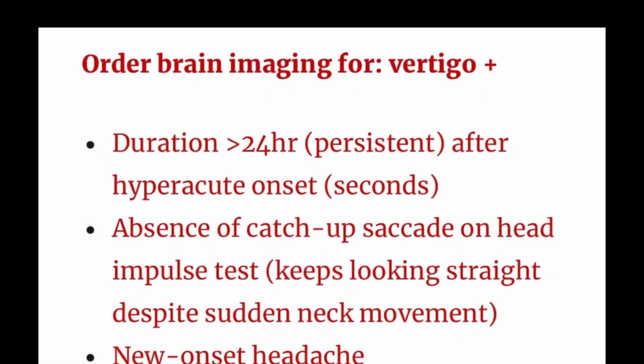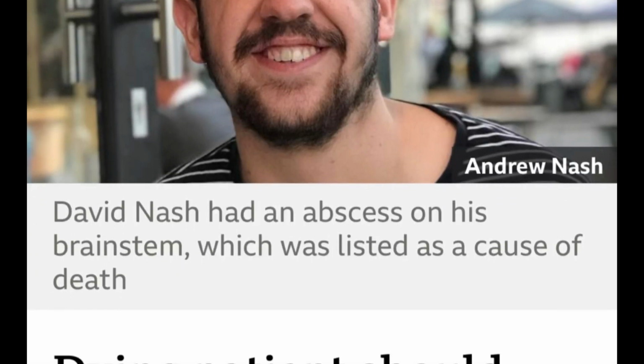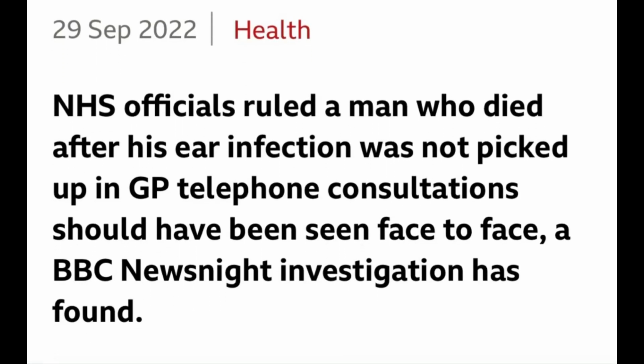Remember the no-brainer indications for getting a brain CT for a patient complaining of vertigo. Some ear pains kill. Rule out mastoiditis in all earache patients.